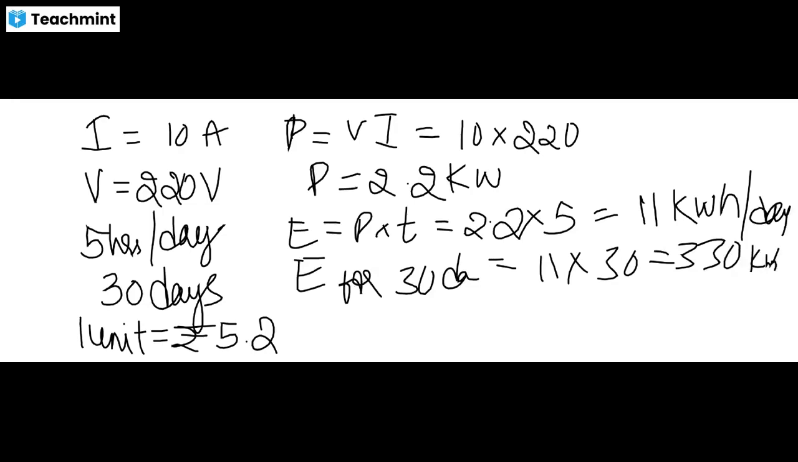So 1 unit is 5.2. What will be the total cost? 330 units, 1 unit is 5.2. The cost is rupees 1,716.